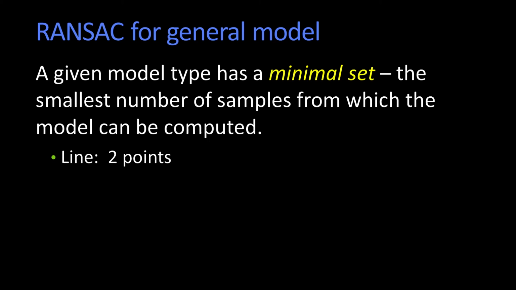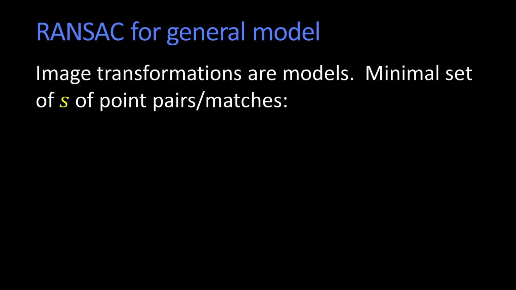For any given model type, whether it's a line or transform, there is what's known as a minimal set. The minimal set is the smallest number of samples from which the model can be computed. So for a line, how many points is that? Well, 2. But what about transforms, when we're transforming one image to the next? Image transforms are just models. So what is the minimal set of our different transforms?